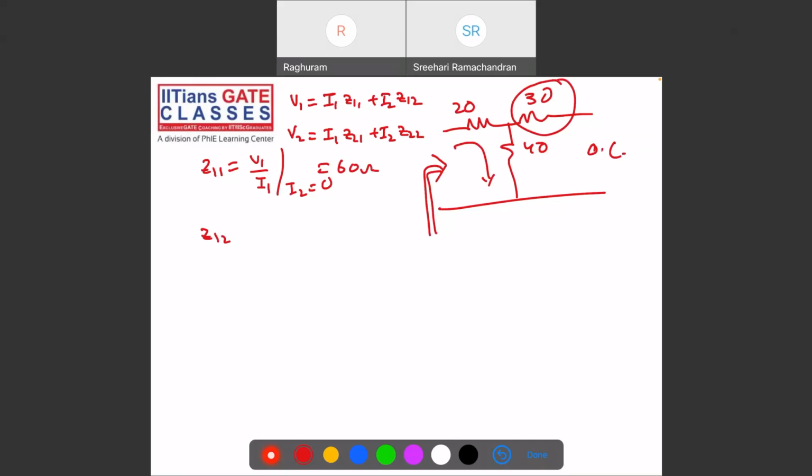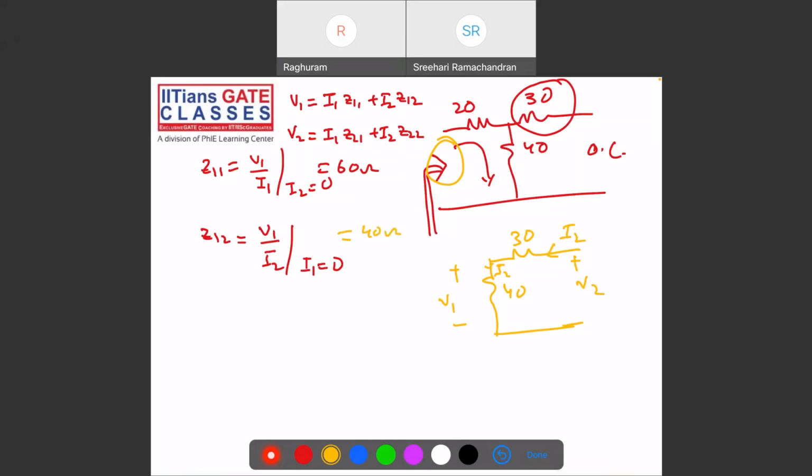Z12 is again V1 by I2 when I1 is equal to 0. So when I1 is equal to 0, what happens? This is open circuit. This is how the circuit will become. This is my V1, this is V2, 30 and 40. I want V1 by I2. I2 is flowing here. So V1 by I2 is directly 40 ohms, right?